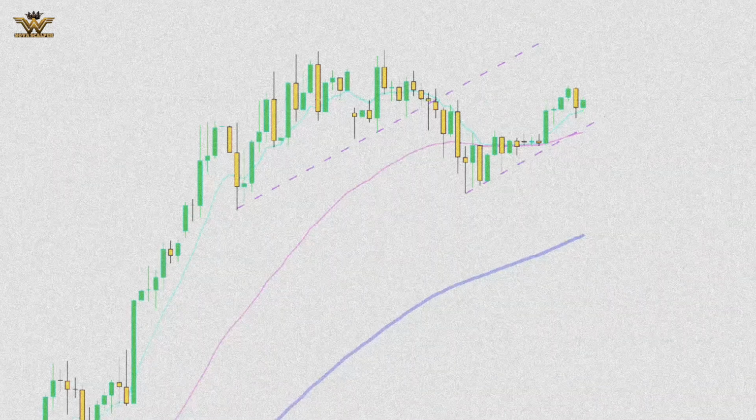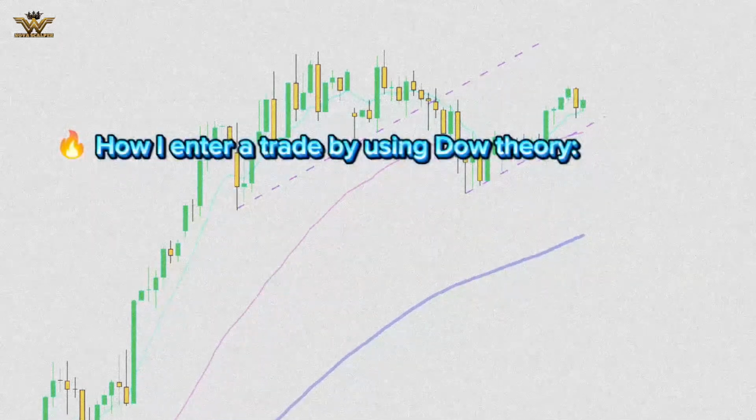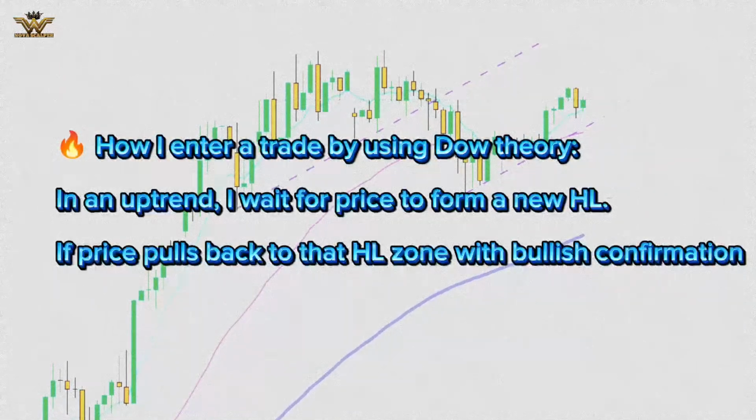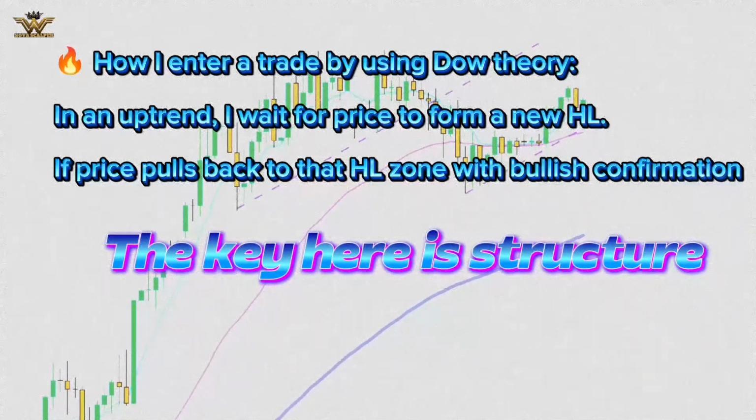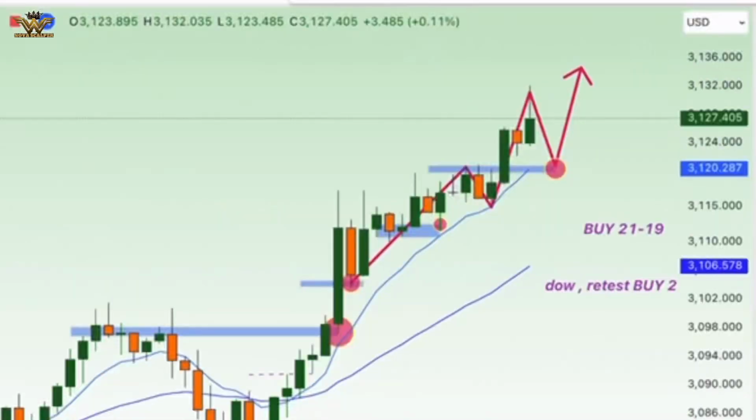First, in an uptrend, I wait for price to form a new higher low. Next, I look for price to pull back to that higher low zone with a bullish confirmation. And the key here is structure. If the structure is not clear, I avoid entering. Trading is simple, but the context is the fast way to lose. And this is the example for you.